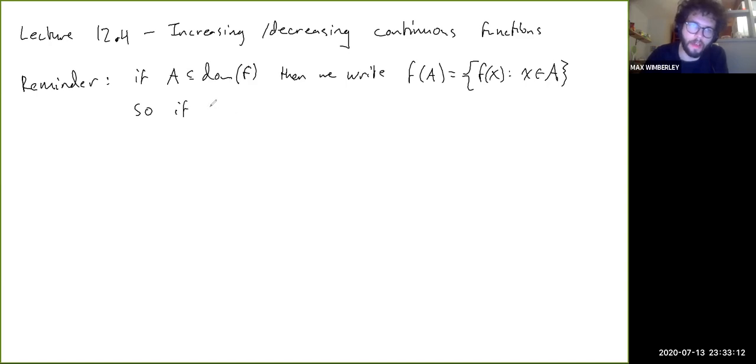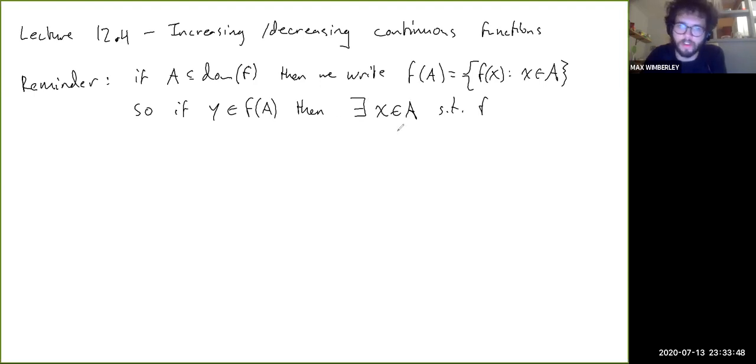As a basic consequence of this, if a value y is in f of A, then there exists an x in A such that f of x equals y. This might seem trivial right now, but I've seen people get tripped up by this, a lot. Membership in this set guarantees the existence of some x such that f of x equals y. People often attribute this to the intermediate value theorem when it's not at all. This is not the intermediate value theorem. This is literally just by definition of f of A.